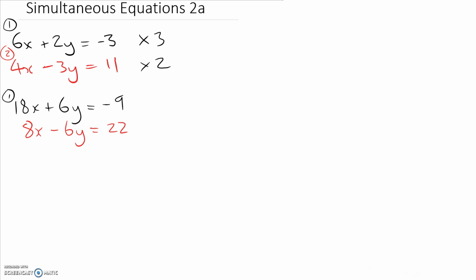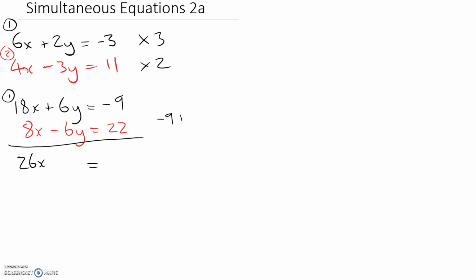Now we remember same sign subtract. Oh, these are not same signs. So here we're going to need to add these equations together. So we're going to add both of the equations together. Let's try that. What does that give me? 18x plus 8x gives me 26x. 6y and minus 6y is nothing. Equals negative 9 add 22.